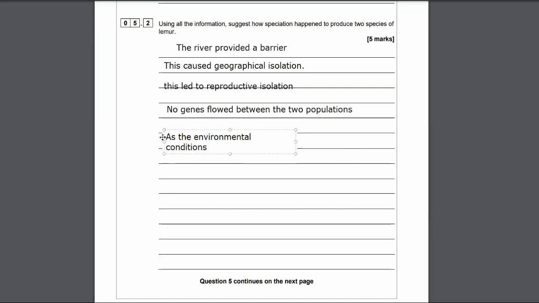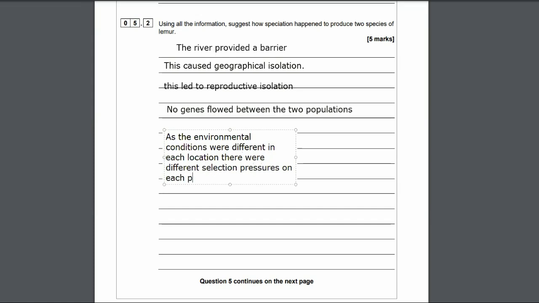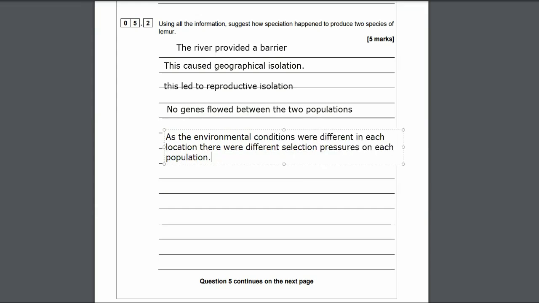Maybe one side is slightly warmer, the other colder, one side's damper, the other drier, different rocky terrain or trees in the other side, which means there'll be different selection pressures. And therefore, we get natural selection occurring due to random mutations causing variation and some alleles being selected for. So we now go into our natural selection bit.